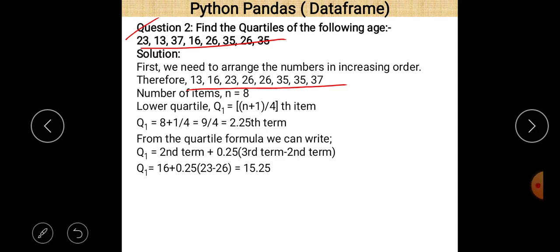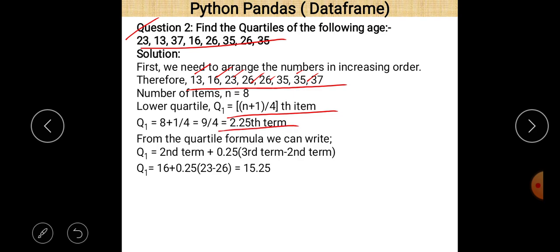Then count the total number of data items. Here the total number of data items is 8. You can easily see that 1 2 3 4 5 6 7 8 data items are there. And first of all, just calculate the lower quartile, meaning Q1. So the formula is (n plus 1) divided by 4th item, so n is 8, so 8 plus 1 divided by 4 means 9 divided by 4, which is equal to 2.25. So we have to calculate the 2.25th term.